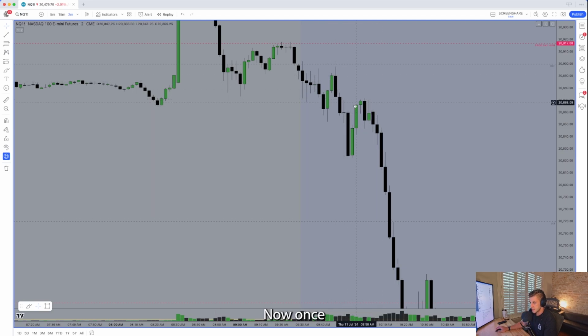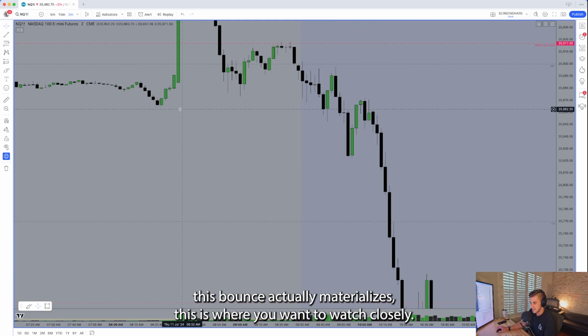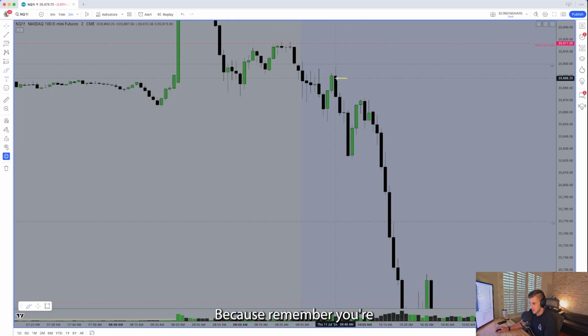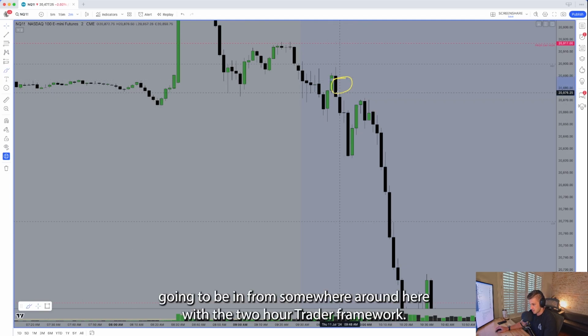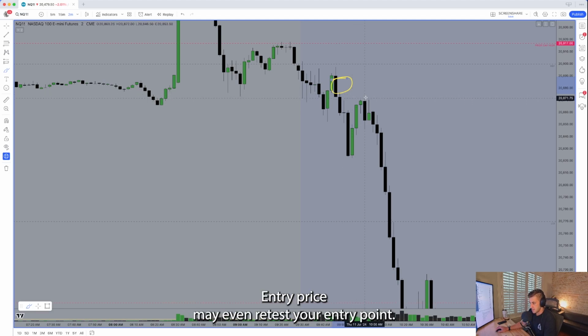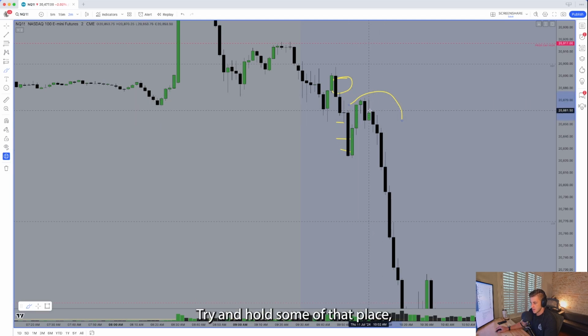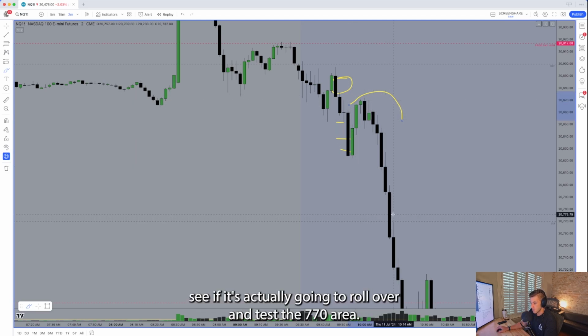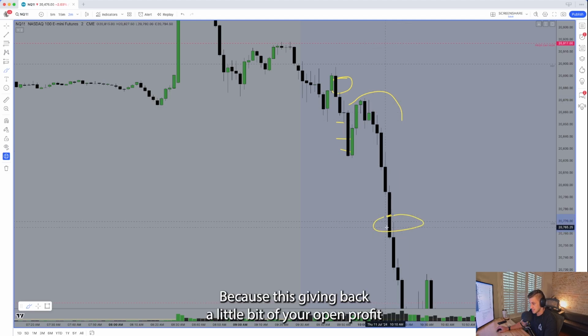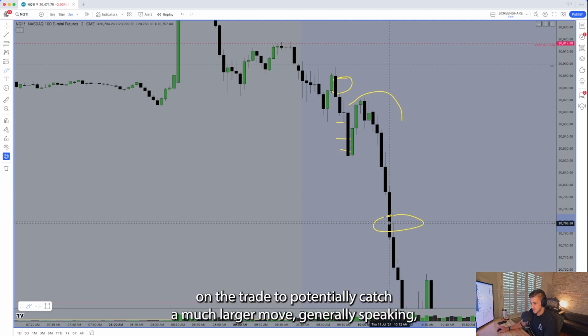Now, once this bounce actually materializes, this is where you want to watch closely, because remember, you're going to be in from somewhere around here with the 2-hour trader framework entry. Price may even retest your entry point. Remember, you already took some profits off, right? Ideally, you already took some profits off. We want to try and keep a runner for this market structure point, for this lower high. Try and hold some of that play, see if it's actually going to roll over and test this 770 area. Because giving back a little bit of your open profits on the trade to potentially catch a much larger move, generally speaking, that's going to be worth it, right?